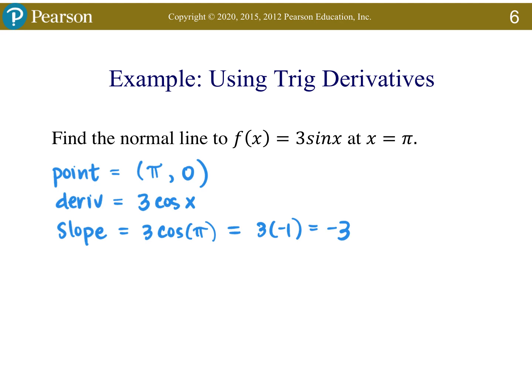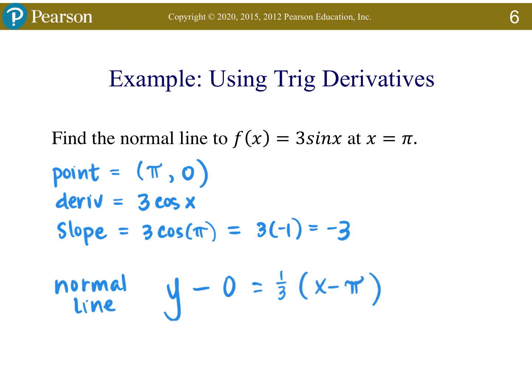So now I have my point and my slope, and I can write my normal line. My normal line in the right format is y minus 0 for the point, the normal slope of positive 1/3, instead of -3, it's positive 1/3, and x minus pi. That's my normal line. See, once you know the derivative of sine is cosine, you can do any of the stuff we've done before.